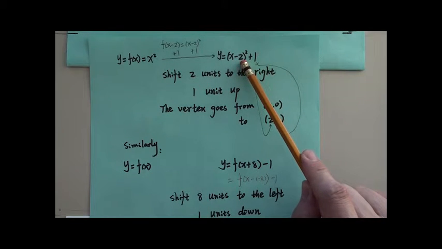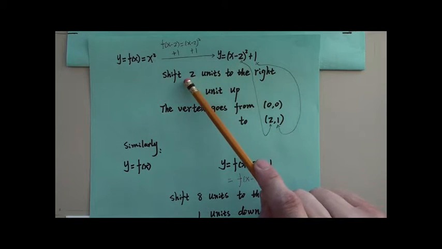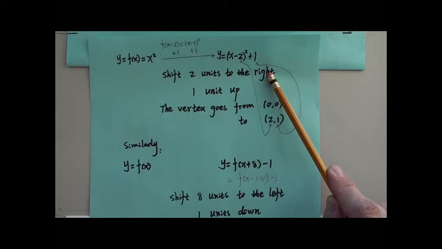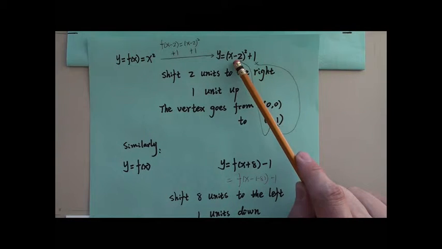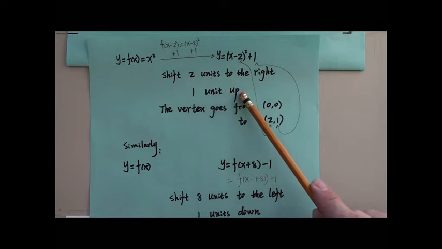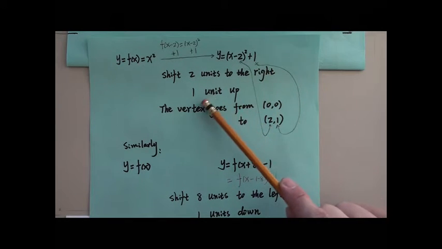If here is minus 2, you want to shift 2 units to the right, to the positive direction, not the negative direction. And plus 1 is 1 unit up.